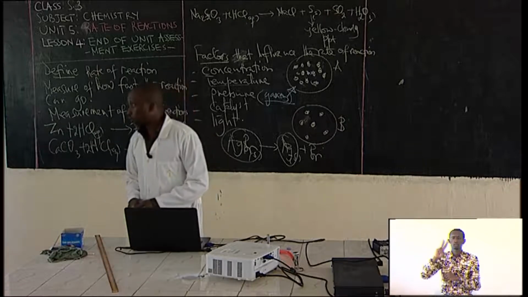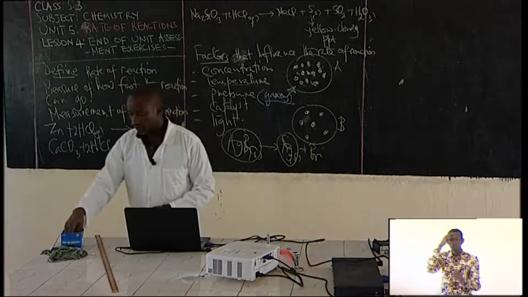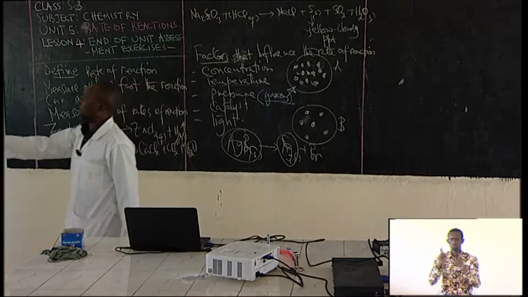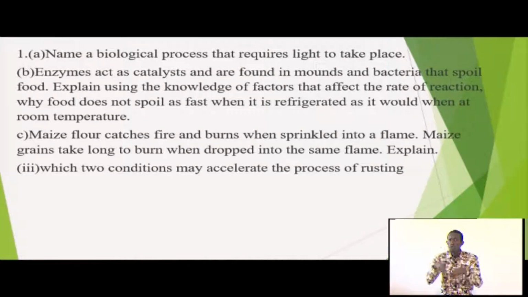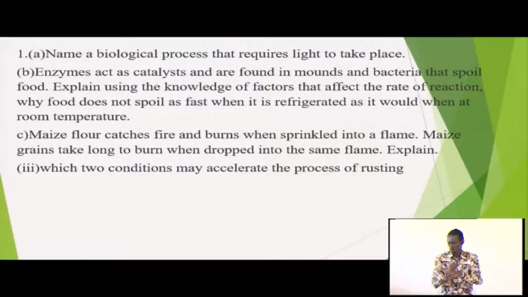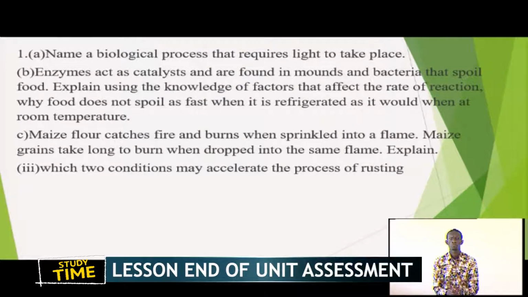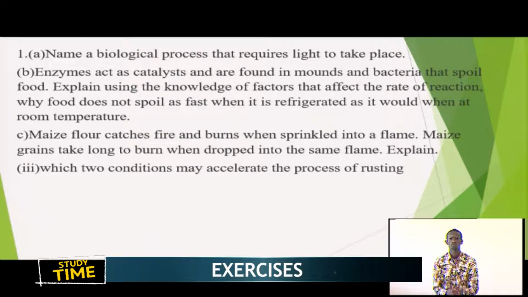So let us continue with our questions. Because we said we're supposed to answer some of these questions. Question number 1 says, name a biological process that requires light to take place. A biological process that requires light to take place. I will be giving you a few seconds to answer the questions. This is photosynthesis. So this is number 1A: photosynthesis.